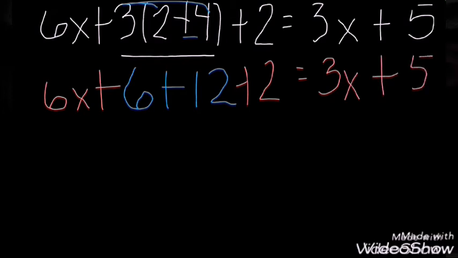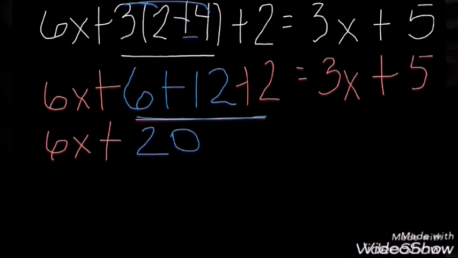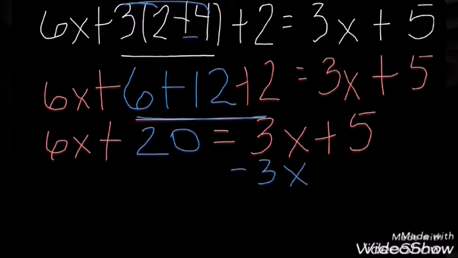After that, we're just going to combine like terms. We bring down the 6x again, and then this. So 6 plus 12 is 18, plus 2 is 20. Then we copy down again the 3x plus 5. And then we combine like terms again. In combining like terms, we subtract 3x from both sides.